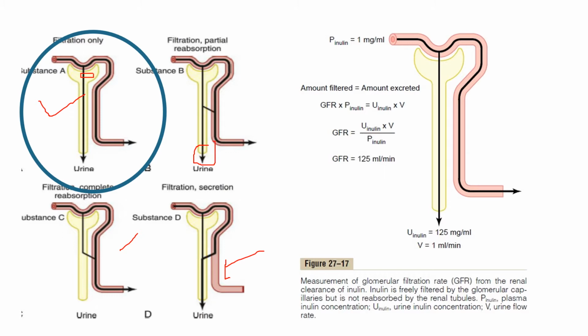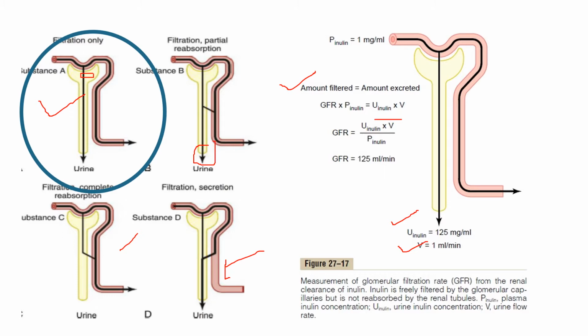Now if we are using inulin for the measurement of GFR, we know that the amount filtered should be equal to the amount excreted. So we can replace the clearance with GFR, times the plasma concentration of inulin, and that should be equal to the rate of elimination. The rate of elimination is nothing but the urine concentration of inulin times the urine flow rate, that is, the volume of urine flowing per minute.